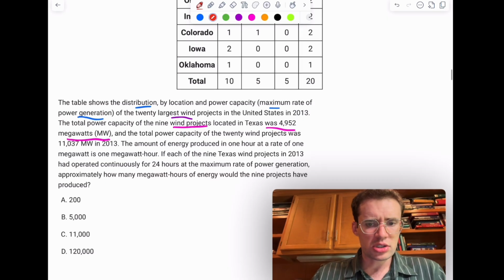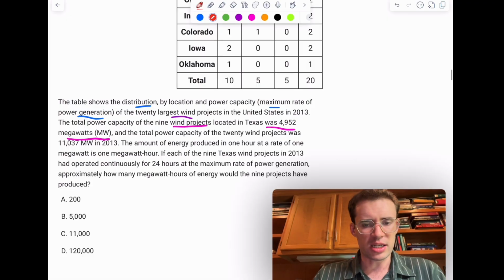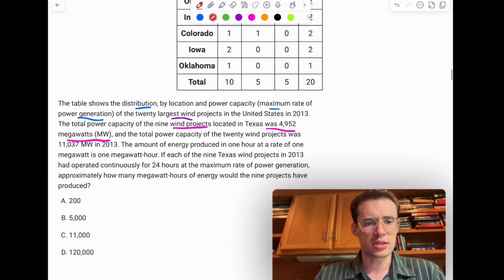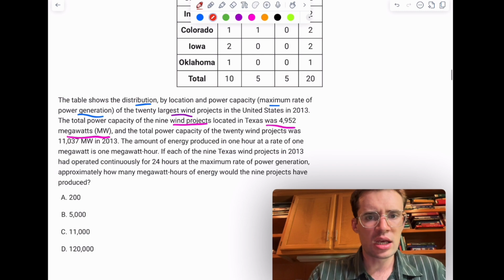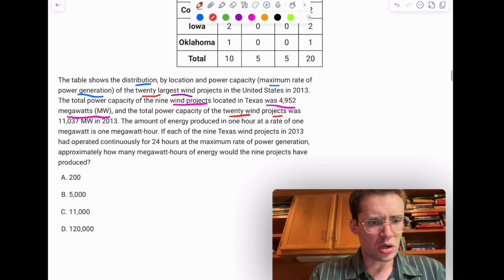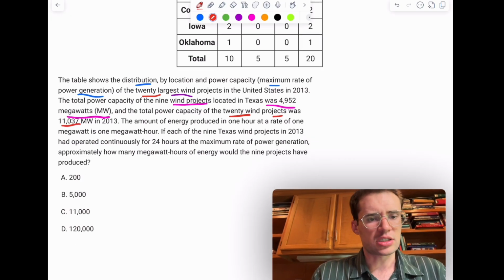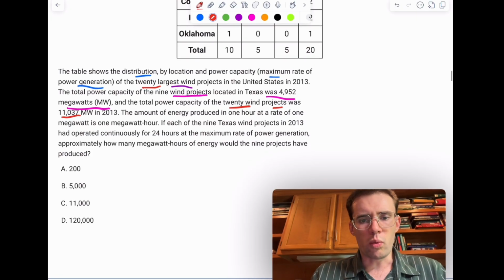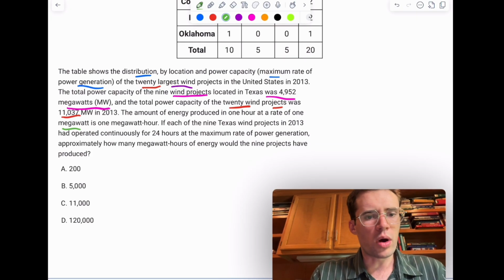There are 9 wind projects located in Texas, and their total power capacity was 4,952 megawatts. And the total power capacity of the 20 largest wind projects, and that's all of them, right, these are 20 total, was 11,037 megawatts in 2013. The amount of energy produced in 1 hour at a rate of 1 megawatt is 1 megawatt hour. Okay, so they explain what a megawatt hour is.